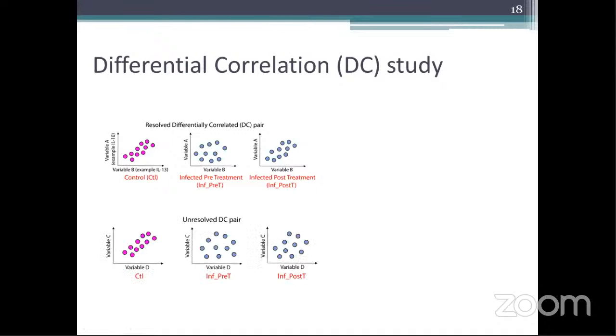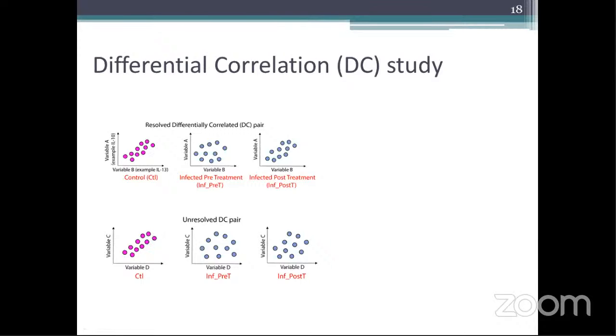Similarly, another thing can happen: let's say you have variable C and variable D, and they are highly correlated in the control population. In the infected state, they could have completely lost their correlation, and even post-treatment, they could still remain the same way. That is, they did not revert back to their original configuration. So this is an example of an unresolved DC pair.